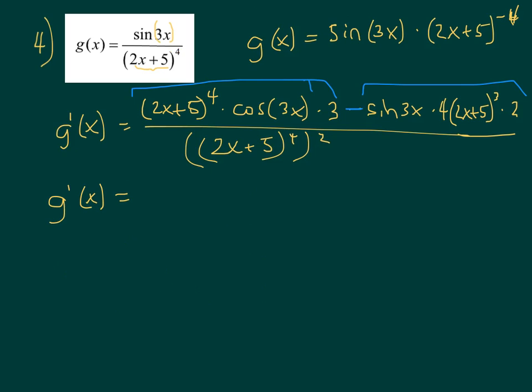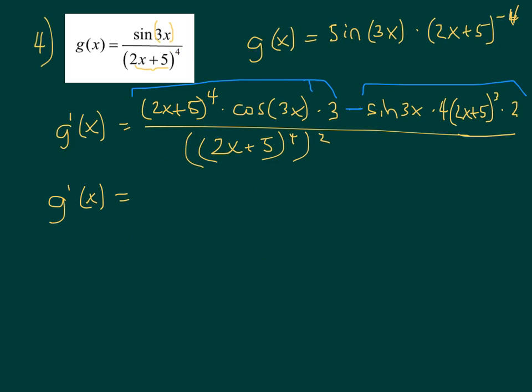Okay, of our minus sign. And what we're looking to see is if there are any factors in common on the left-hand side and on the right-hand side, okay? And so you can see on the left-hand side we have this 2x plus 5 to the fourth, and on the right-hand side we have a 2x plus 5 to the fourth, okay?